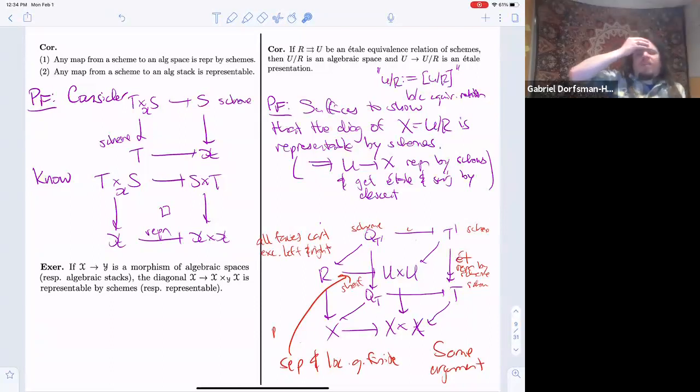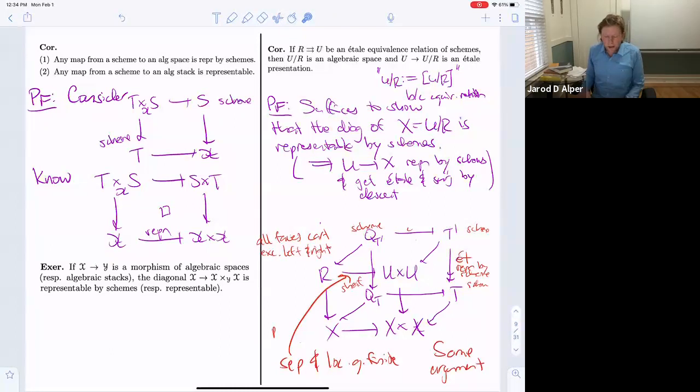I have a quick question. It seems like what we showed is that this map is representable by schemes, but do we need to worry about the difference between it being a stack or a sheaf, or is that sort of taken care of by the fact that it's actually locally representable by schemes? A priori, this is just a stack.